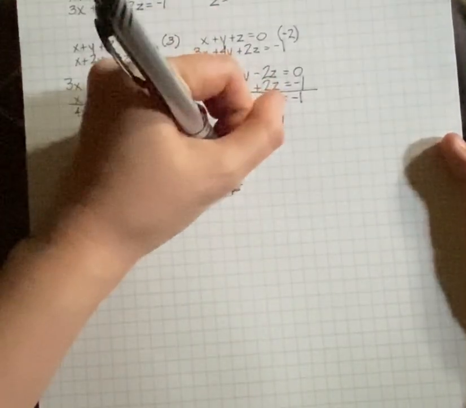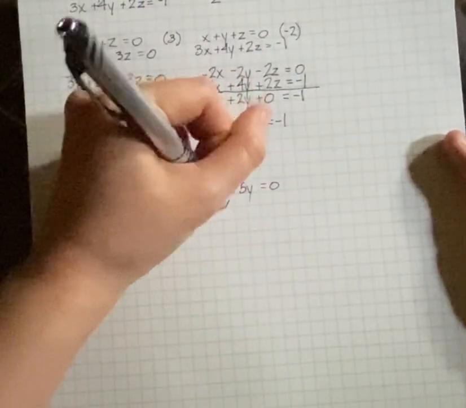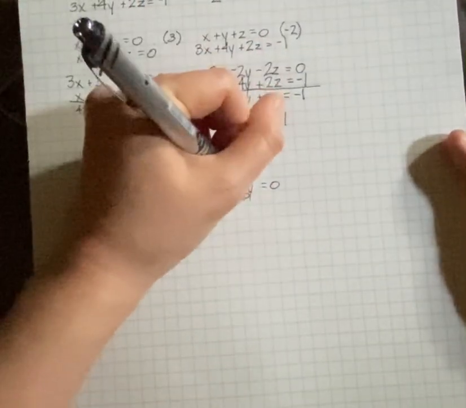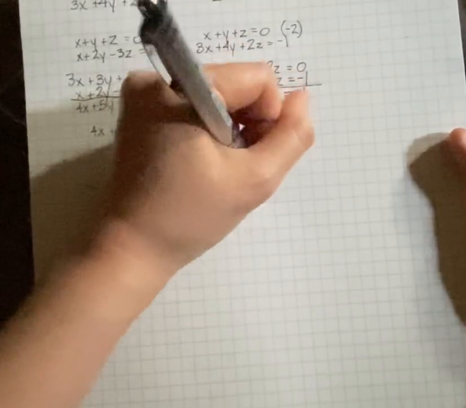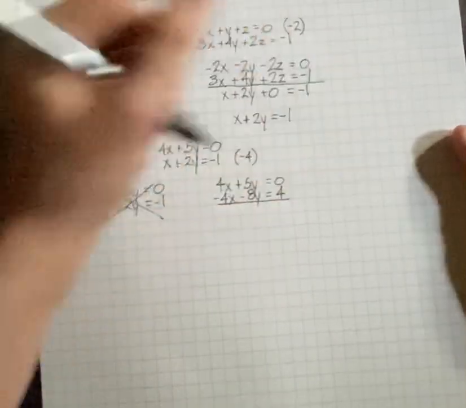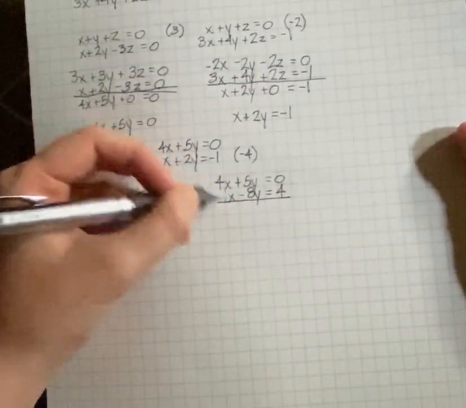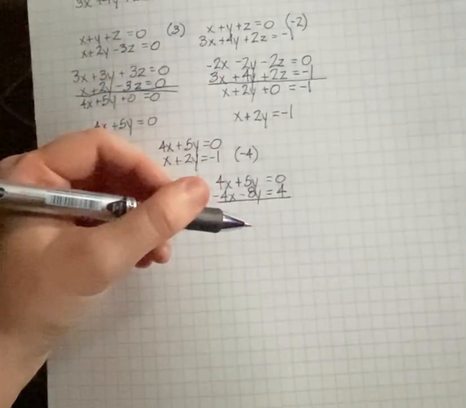4x plus 5y equals 0. And then negative 4x, negative 8y, there we go, and positive 4. That is proper distribution. Okay? Now, we just eliminate.